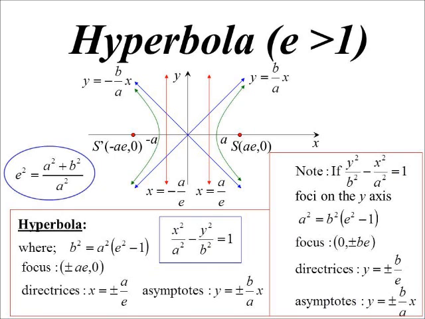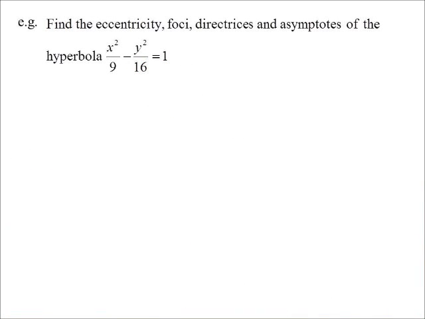And I suppose our e squared, when we make e squared the subject, the top's still going to be a squared plus b squared, but it would be divided by b squared instead of a squared. Okay, let's do a quick one. Find the eccentricity, foci, directrices, etc.